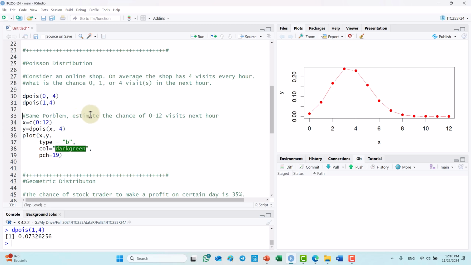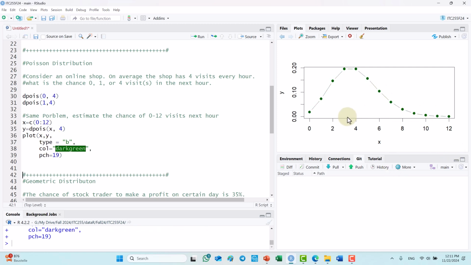However, if you want to estimate the chance of 0 to 12 visits in the next hour, you create a vector from 0 to 12 and then calculate the probability for all of these numbers of visits using this vector and applying the dpois function on this vector with average being 4, and then plot the probability.